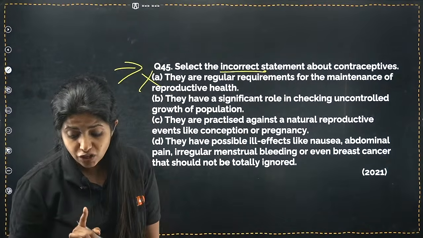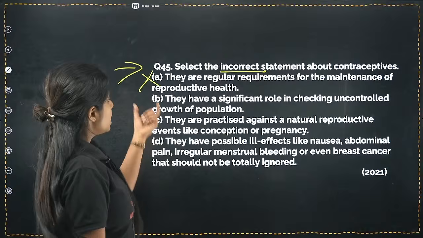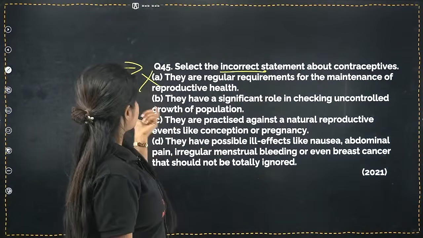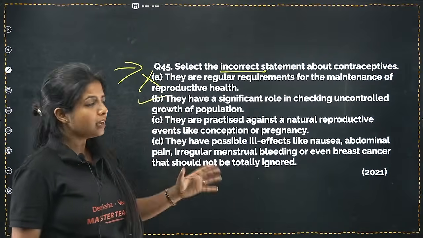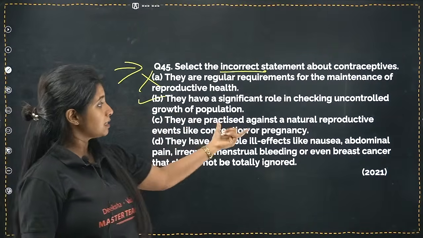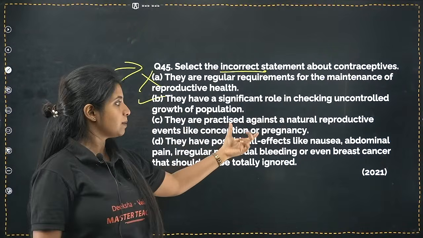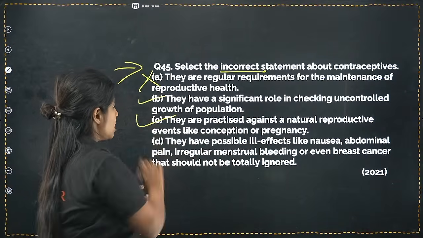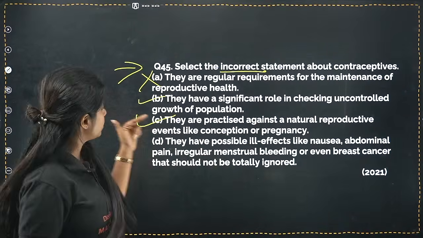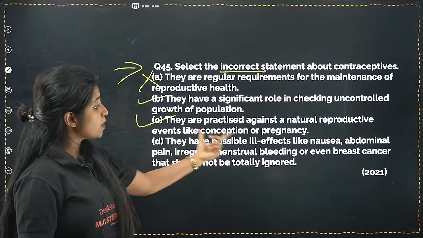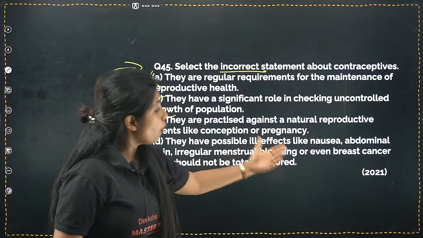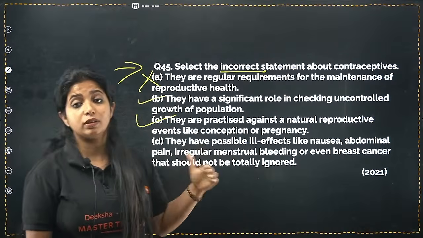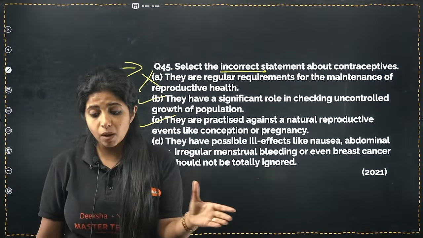But I'll tell you something that children get confused in. Listen to me carefully. They have a significant role in checking uncontrolled growth of population. Yes, that is also true. It is having a significant role in controlling the population. They are practiced against a natural reproductive event like conception or pregnancy. That is also correct. Now, children have a doubt whether the answer is this or this. They have possible ill effects like nausea, abdominal pain, irregular menstrual bleeding, or even breast cancer that should not be totally ignored. So, incorrect statement about contraceptive.